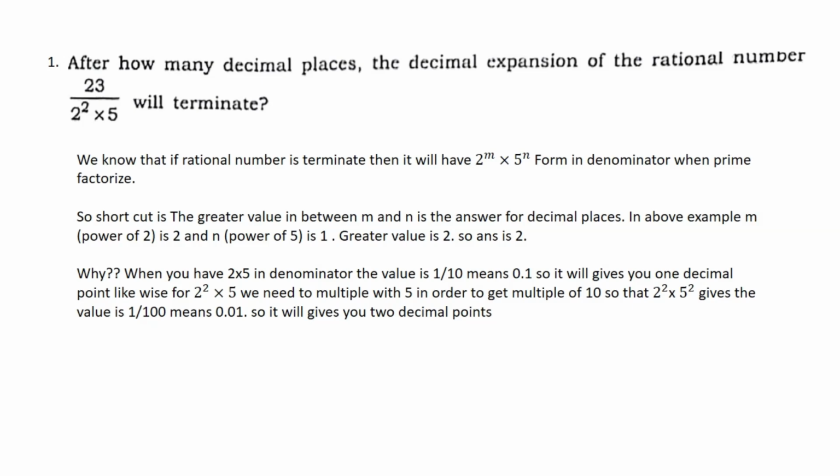Likewise, for 2 square into 5, we need to multiply with 5 in order to get a multiple of 10. So 2 square into 5 square gives the value 1 by 100, which means 0.01. So it will give you 2 decimal places. So for this type of question, the shortcut is to find the maximum power, and that is the answer.